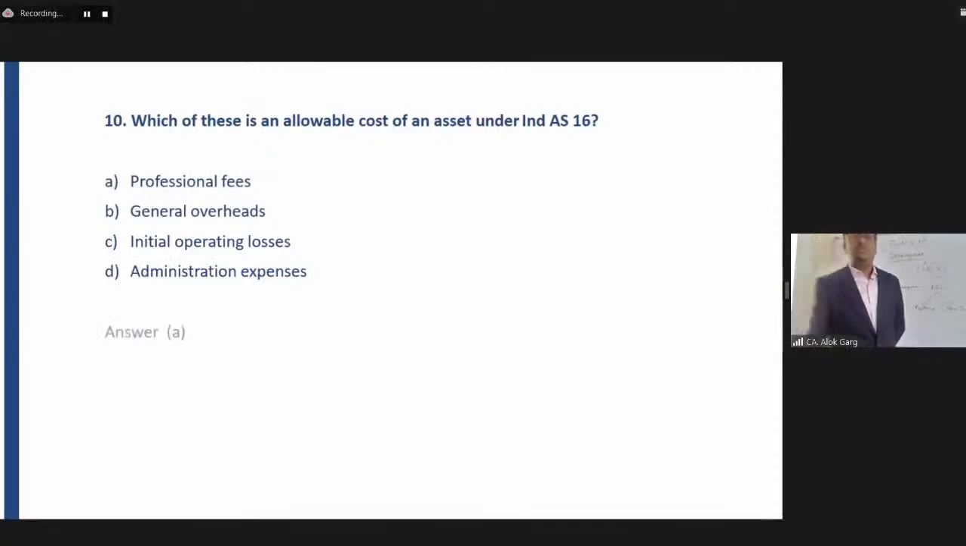Last question, just to check your understanding. Which of these is an allowable cost of an asset under Ind AS 16? Please remember, directly attributable cost, allowable cost, not allowable cost. You remember, I have told you the examples of directly attributable cost, and what is not an example of directly attributable cost, like cost of training, promotional cost, advertisement cost, cost of inauguration. You remember, I have taken an example of Amitabh Bachchan. General and administrative overheads. You remember, initial losses.